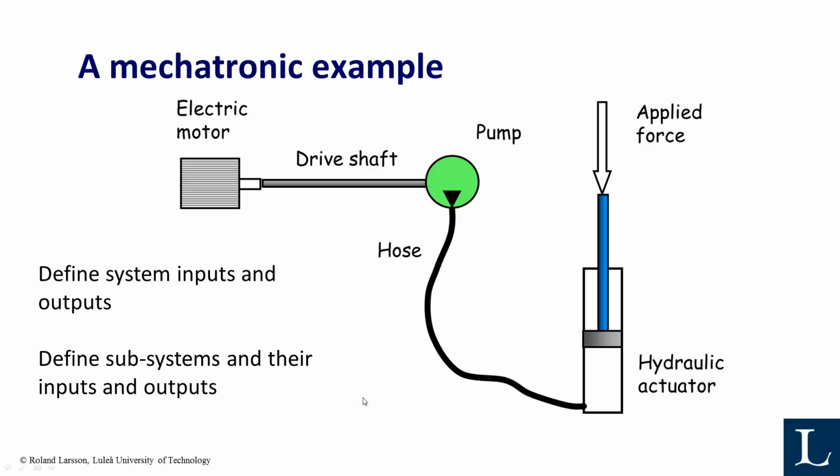And here's an example where we have the possibility to make a lumped model. This is a typical machine component system example, or even what I called a mechatronic example. If I have an electric motor, a drive shaft, and a hydraulic pump, I pump fluid or hydraulic oil through a hose into a hydraulic cylinder, and when the oil is pumped in here, this will raise the cylinder and carry the applied force.